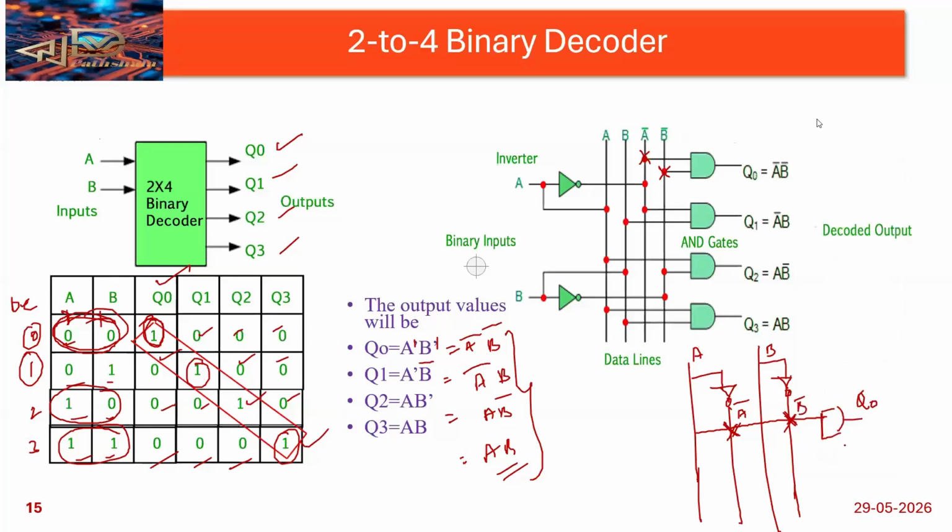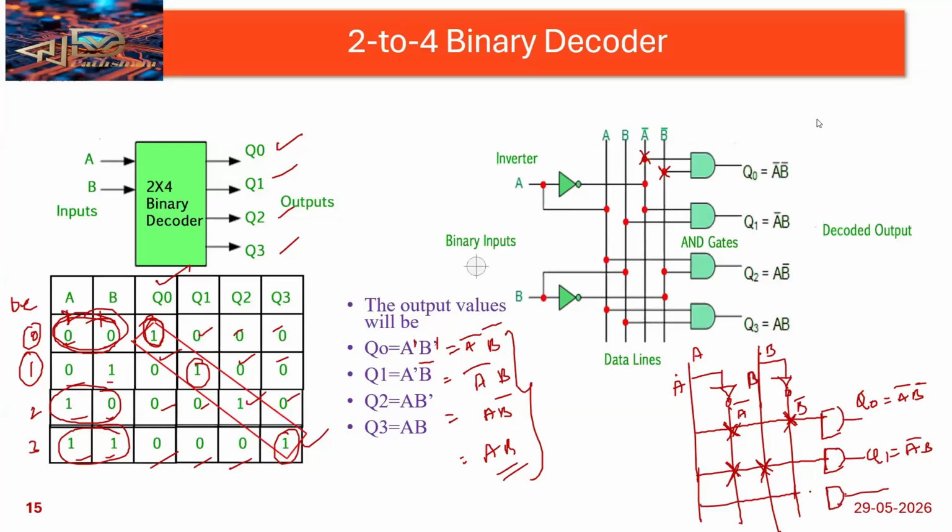And again, for Q1, what is the output we are getting? Q naught is A bar B bar, and Q1 means this is another AND gate, again passing another line. So Q1 means A bar B, right? A bar is connected, and B is connected here. This line tells you the B value, this line tells you A, this line is A bar, and this line is B bar. Okay, understood how I am writing?